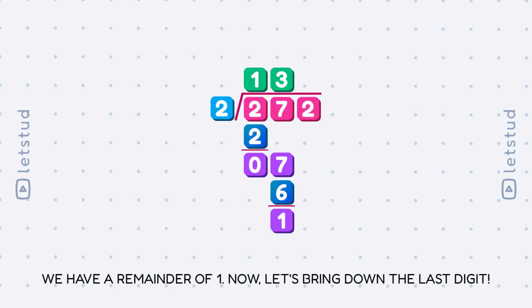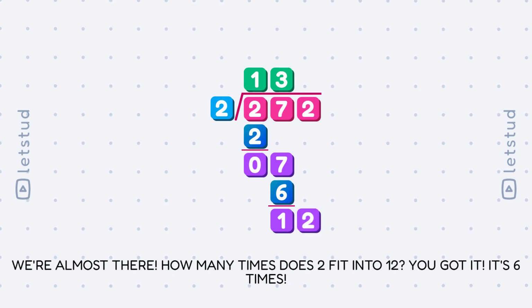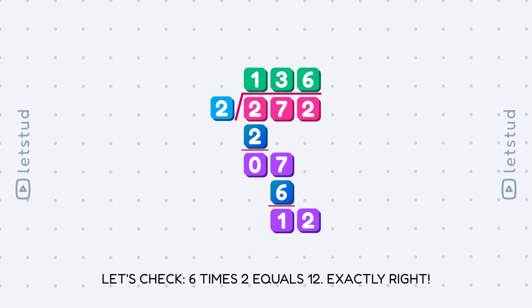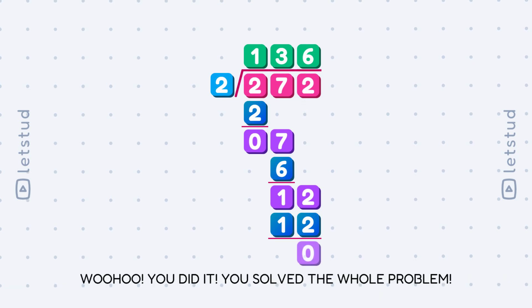Now let's bring down the last digit. Last step, we bring down the final digit 2 and place it next to our remainder 1. Our new partial is 12. How many times does 2 fit into 12? It's 6 times. Let's check. 6 times 2 equals 12. Exactly right. Now for the final subtraction. 12 minus 12 equals 0. No remainder left.